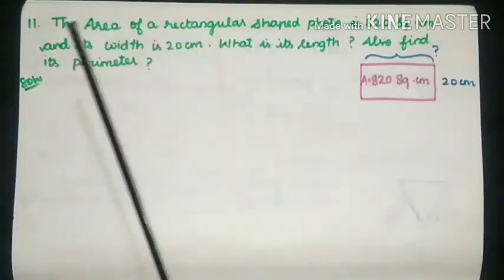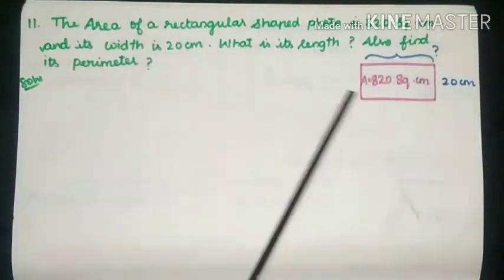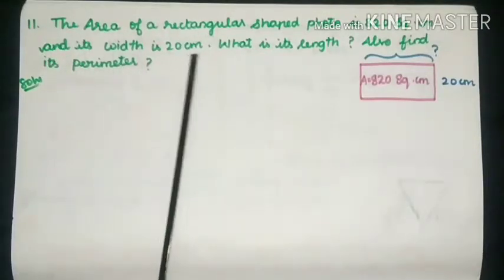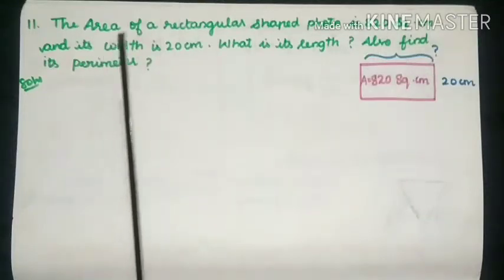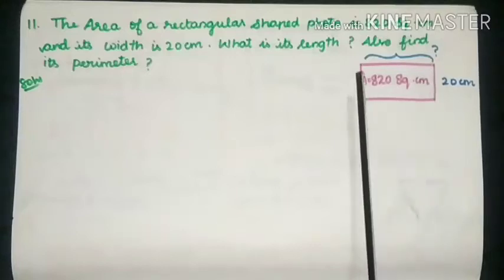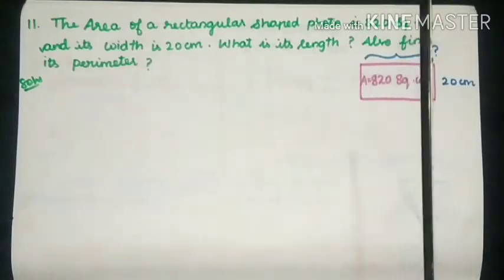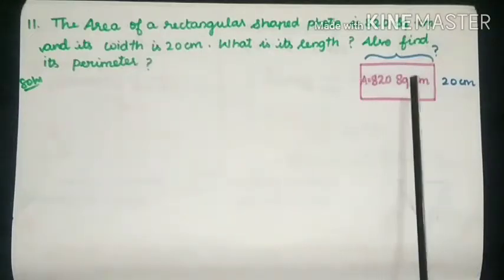11th sum. The area of a rectangular shaped photo is 820 square centimeter and its width is 20 centimeter. What is its length? Also find its perimeter. See here the given question is the rectangular shaped photo area is given. A equal to 820 square centimeter. The area of the rectangular shaped photo is given. That is 820 square centimeter.